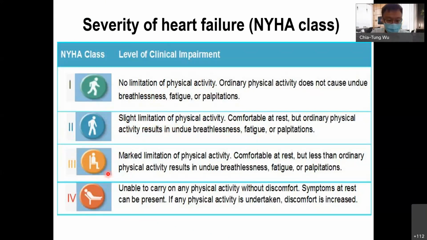And functional class 3 means marked limitation of physical activity. Even if you walk for like 50 or 100 meters, you feel shortness of breath. So it's marked limitation of physical activity. And functional class 4 means you have symptoms at rest. When you sit down, you may feel shortness of breath. You cannot lie down. So this is a more serious class. It's functional class 4.